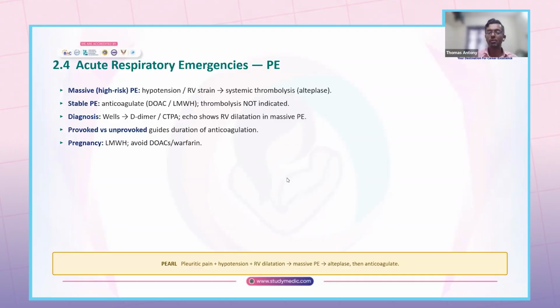Okay, so echo shows RV dilatation in massive pulmonary embolism. Provoked versus unprovoked. This is important because if we have a cause of pulmonary embolism, then we address the cause, the patient gets better, and you can discontinue the anticoagulation after some time. But if we don't know the cause, then we might have to give it for a long duration. And depending upon whether the cause is correctable or not, like in case of malignancies, we might have to give it for a long duration. In pregnancy, low molecular weight heparin is the treatment of choice. Avoid DOACs or warfarin.